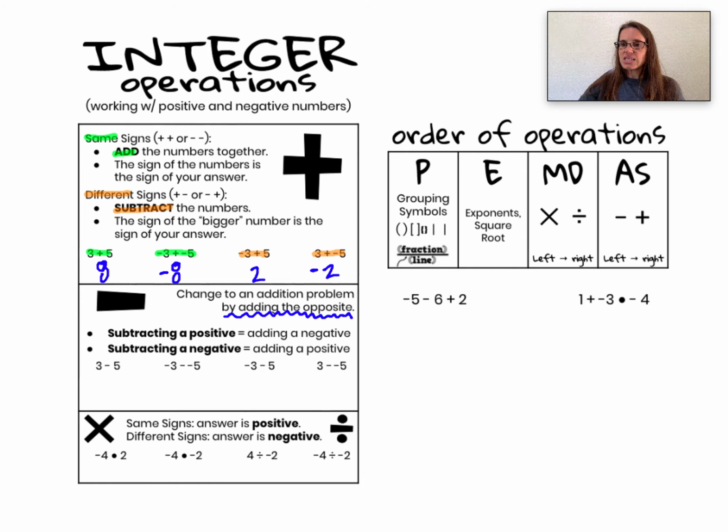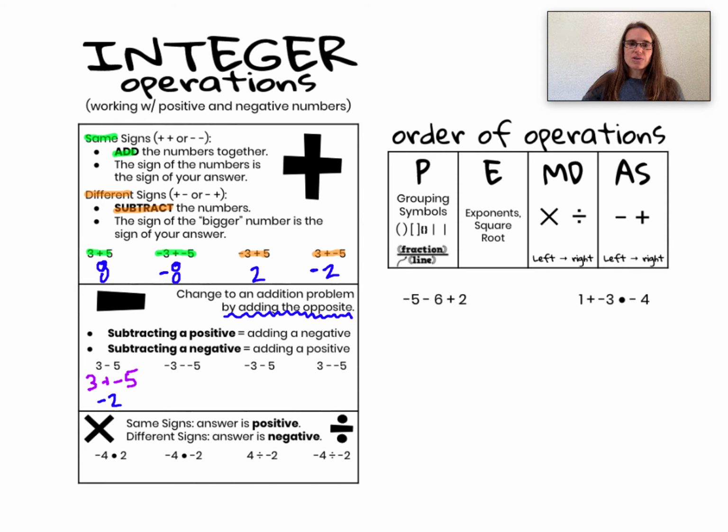Let's go ahead and look at each of these examples. So 3 minus 5 is an example of subtracting a positive, subtracting +5. So we can change this into this addition problem, 3 plus -5. Now we've already done this problem above. 3 plus -5 is just -2. I subtracted 5 minus 3, which is 2. And then my final answer is negative since that bigger number 5 is negative.